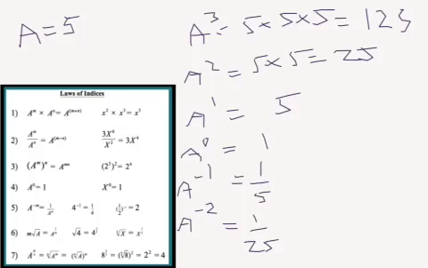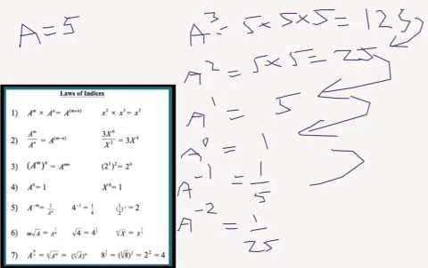You can see the pattern still works that we described in the previous one. 125 divided by 5 is 25, divided by 5 again equals 5, divided by 5 again equals 1, divided by 5 again equals 1/5, divided by 5 again equals 1/25.